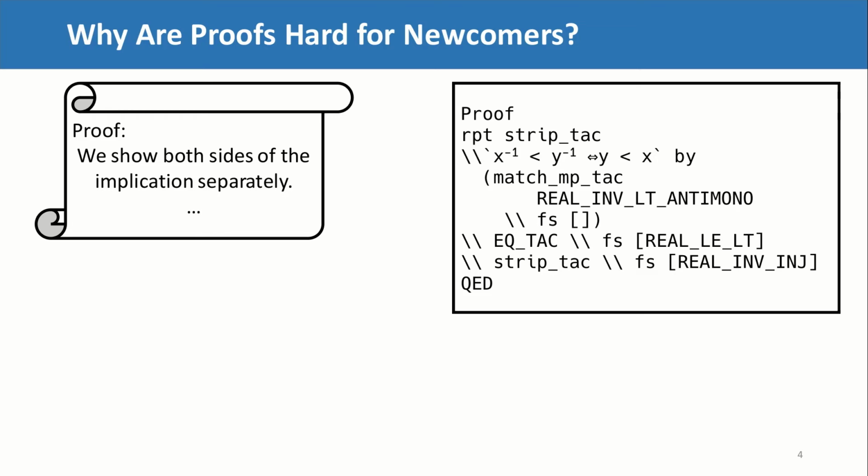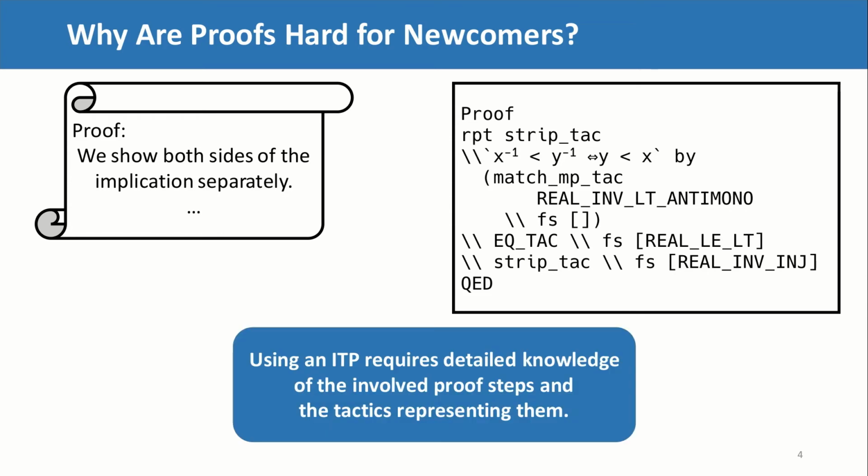On the one hand, what you always have to know, even just when doing a proof with pen and paper, is the necessary proof steps that you want to do to show the theorem. On the other hand, what is inherent for any ITP system is that you have to know the tactics that correspond to these proof steps. So there's two things involved here. You need both detailed knowledge of the involved proof steps and the tactics representing them.